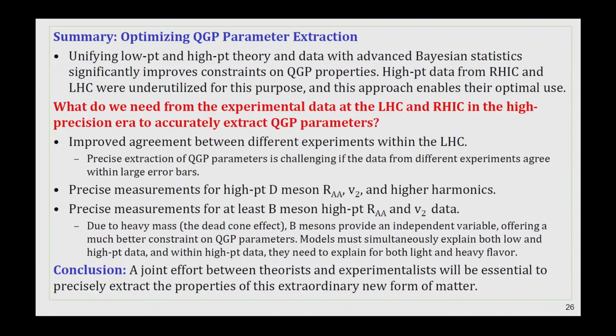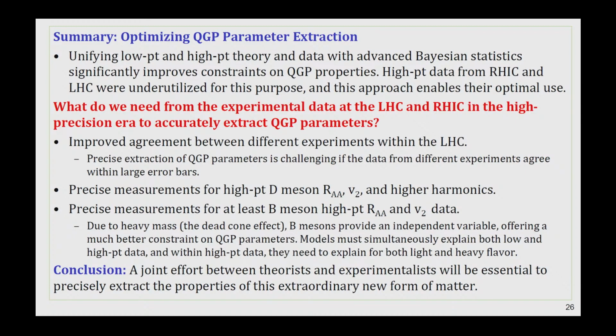So I come to my summary. I hope that I convinced you that unifying the previously separated fields of studies, low PT and high PT, in theory, and including them together in advanced Bayesian statistics is actually very important, and that can significantly improve constraints of bulk QGP properties. High PT data from RHIC and LHC were utilized for these purposes, and this approach enables their optimal use.